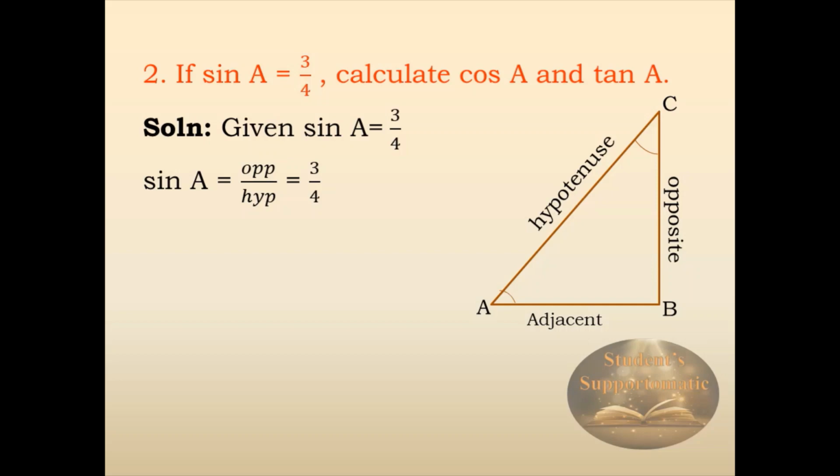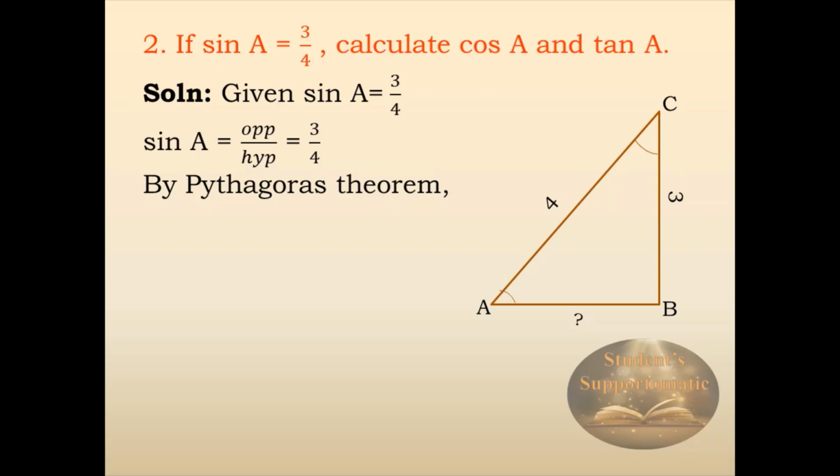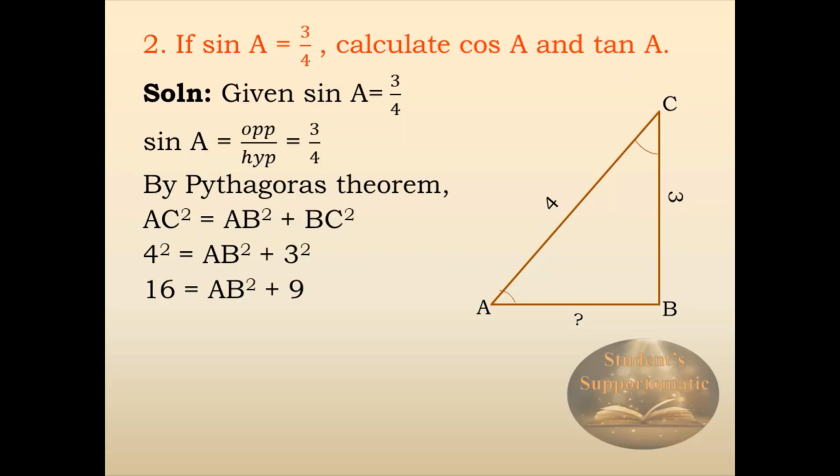The given is sin A is equal to opposite by hypotenuse, that is, the opposite value is 3 and the hypotenuse value is 4. Now we will calculate the adjacent value using the Pythagoras theorem. AC square is equal to AB square plus BC square. We know AC and BC, but we have to calculate AB. AC square is 4 square, AB square plus 3 square. Now 4 square is 16 and 3 square is 9, so 16 is equal to AB square plus 9.